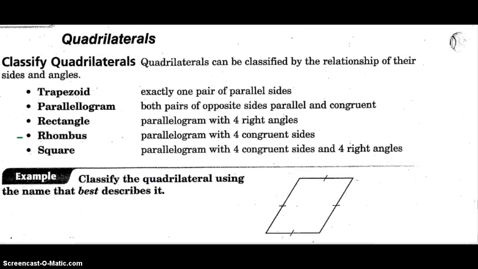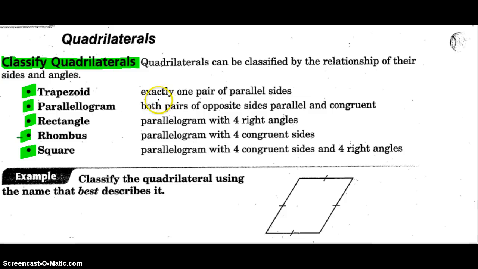Now we're ready for the back, where we are going to classify our quadrilaterals. So there's more than one type of quadrilateral, and they have those listed here. There's a trapezoid, a parallelogram, a rectangle, a rhombus, and a square. So let's read our definition so we can understand the difference in each one.